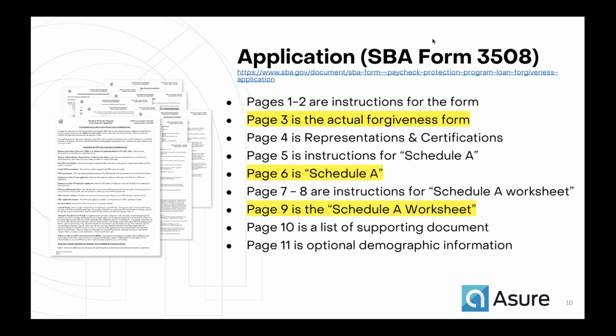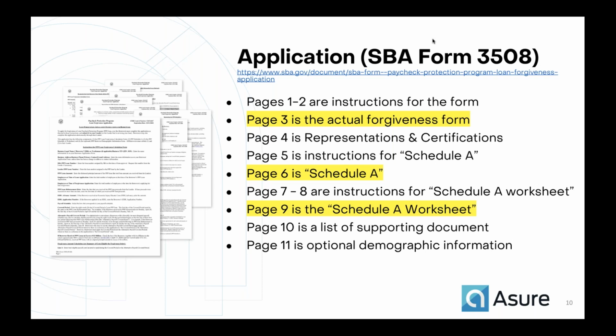It's really just a 1-page form. Page 4 and 5 are instructions for the Schedule A. And so if you think about filling out a tax return, you have schedules that kind of inform the cover page of your return, right? And then page 7 and 8 are instructions for the Schedule A worksheet. This is where most of the work happens.